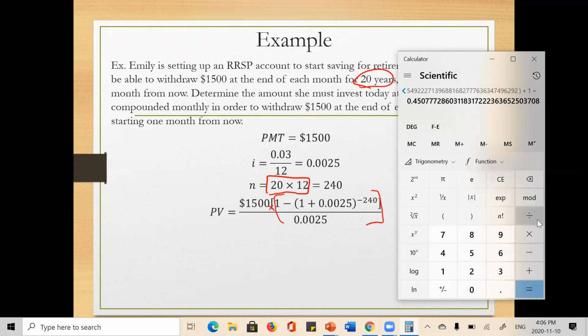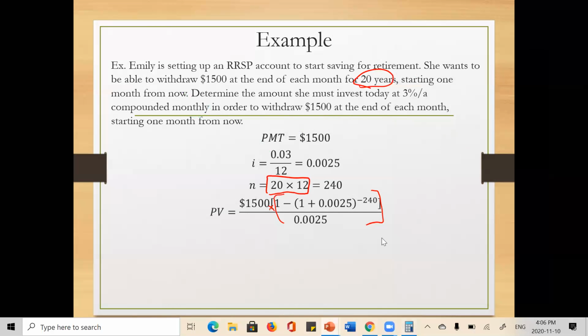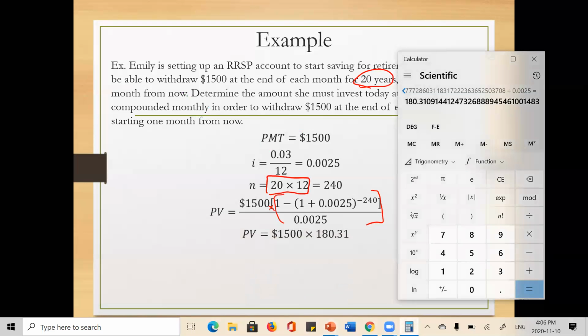And so that ends up giving me 0.450777 and so on. Of course, you could write all these numbers down, but that takes a little bit longer. Then we divide by 0.0025, and that gives me 180.31. Again, this makes sense that it's less than 240, because you don't want to have the same amount, or definitely something larger, for the present value. We know the present value is going to be smaller than the total amount of the payments.